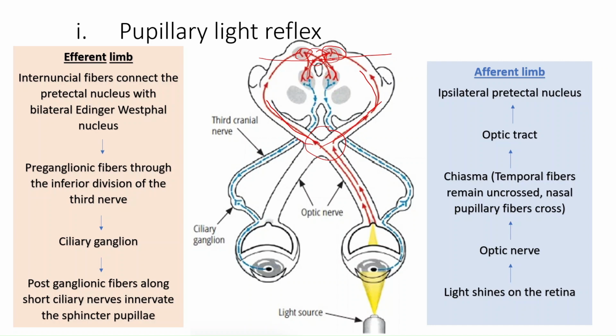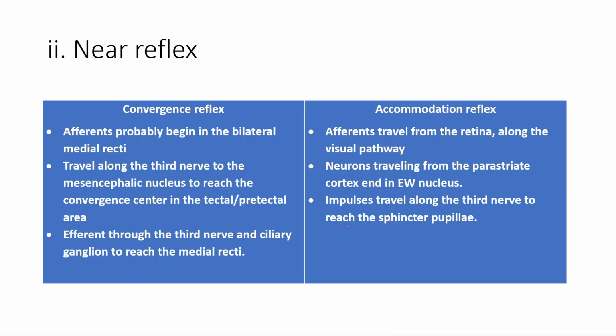So what happens after this? From the Edinger-Westphal nucleus, you get preganglionic fibers that travel along the inferior division of the third nerve like this and reach up to the ciliary ganglion. In the ciliary ganglion, there is a relay, and then after that, fibers form the postganglionic nerves and they end in the sphincter pupillae of both sides. So whenever light is shown on one eye, there is bilateral pupillary constriction. So this is the normal pupillary reflex.